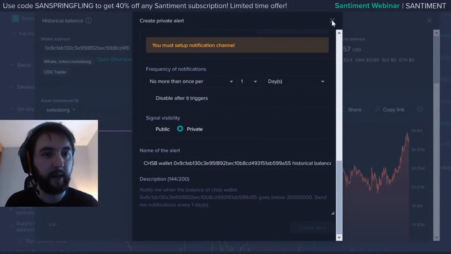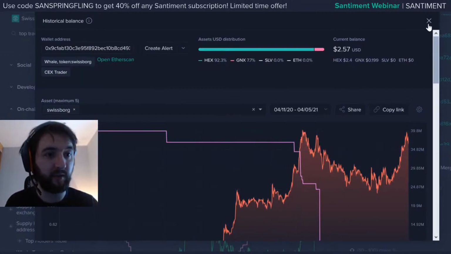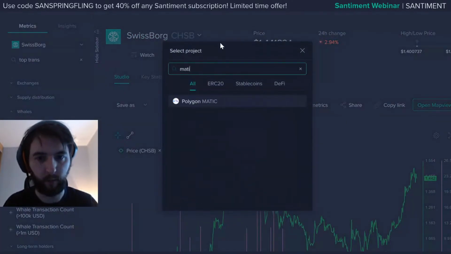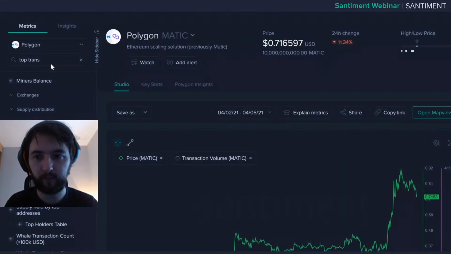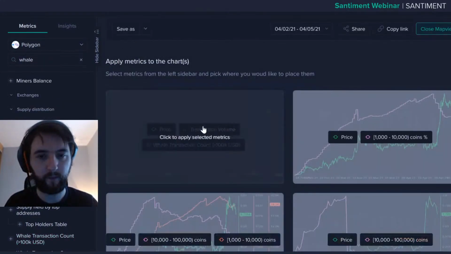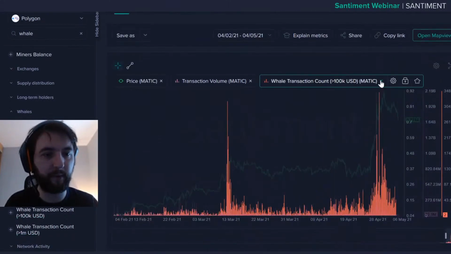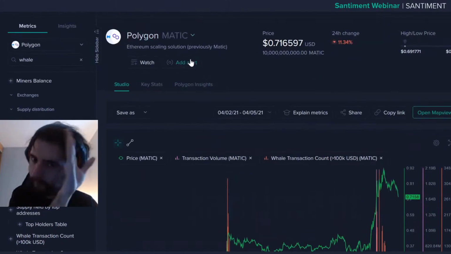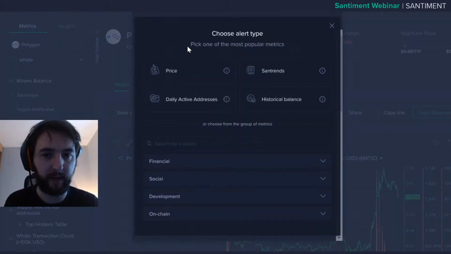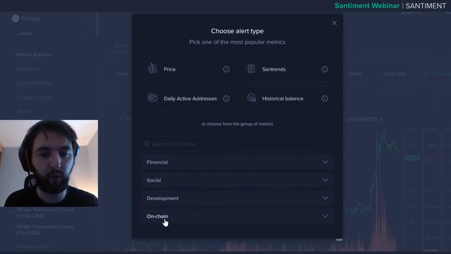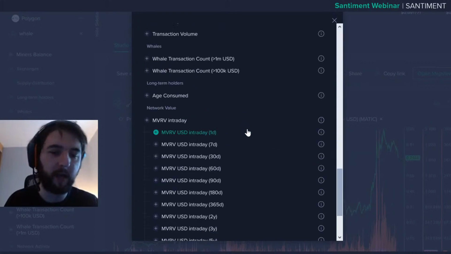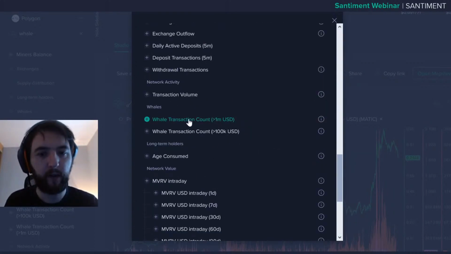You create an alert. As far as the other two metrics that we've talked about today, let's move into whale transaction count. So the way that you can set up an alert for this metric is you go to add alert, change alert type, because the default alerts are for price. And then you go here to on-chain.